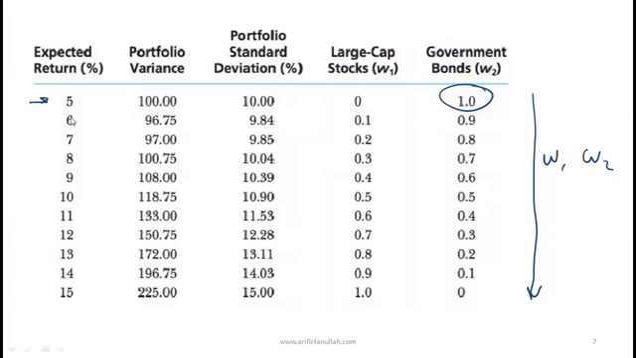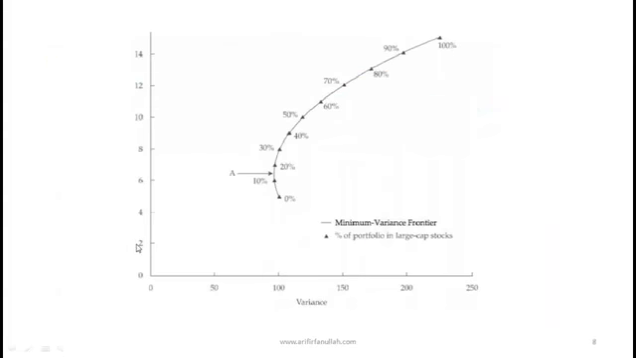The expected return keeps increasing. And what about the variance of the portfolio? That initially goes down and then it starts going up. Okay, so this again should look familiar. What are you looking at here?